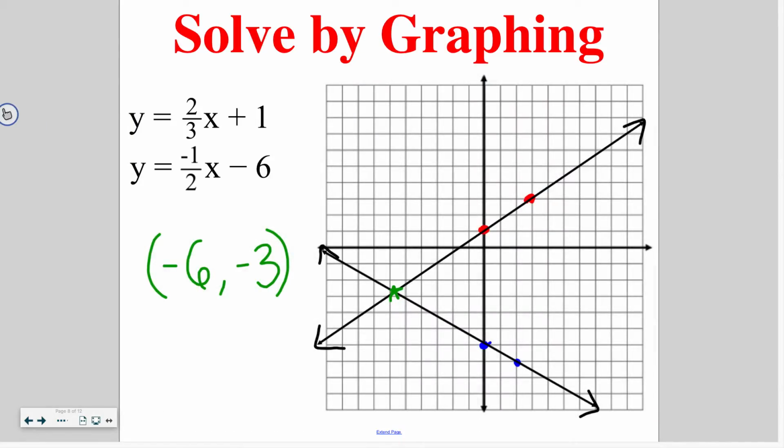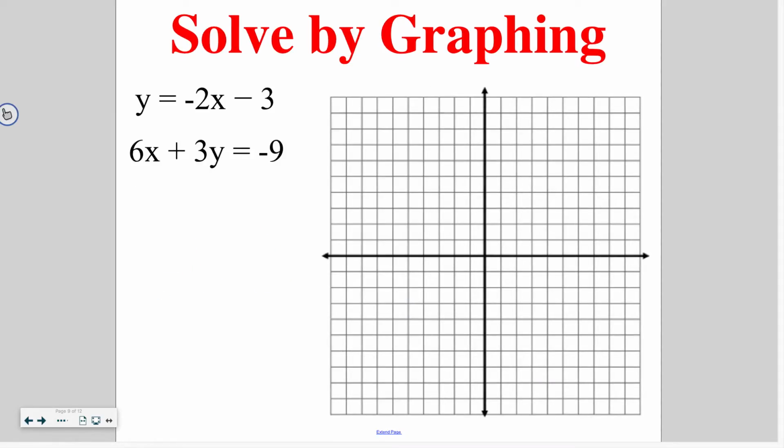So we graph the first line, and that is the one with the red dots up top. The second line is the blue dots down at the bottom, and our point of intersection is roughly at -6, -3. Again, for the x-coordinate, you could have had -7, -6, or -5. For the y-coordinate, you could have had -4, -3, or -2.